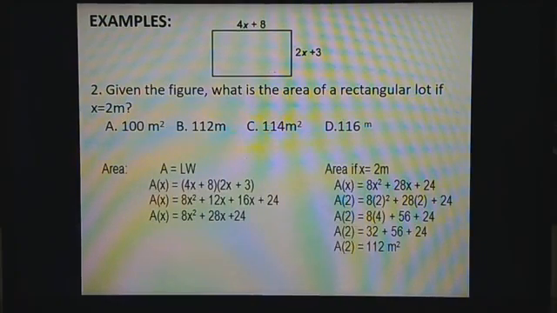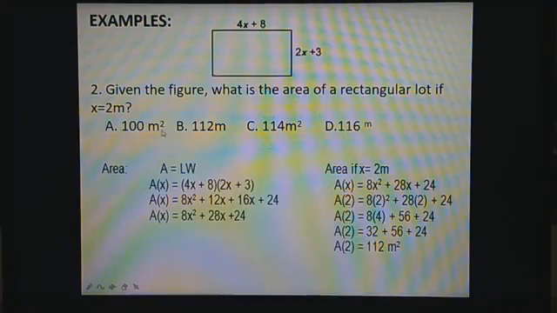Okay, same figure, but the question is, what is the area? So, ngayon, area naman ang tinatanong is still if x is equal to 2 meters. So, we have here the choices A, B, C, and D. For A, we have 100 square meters. Since area, dapat ang unit na natin ay square unit lagi. And then, we have here 112 meters. Then, we have 114 meters square, and then letter D, 116 meters.